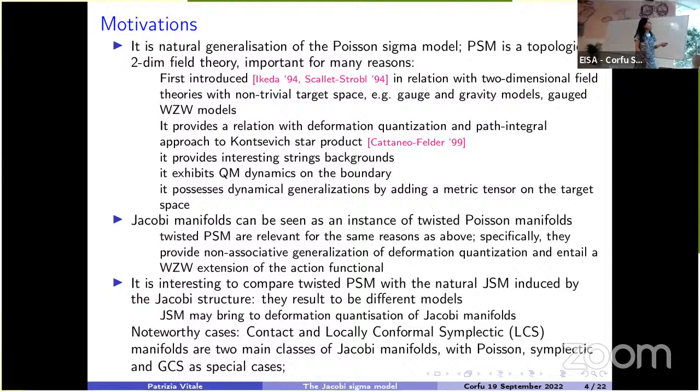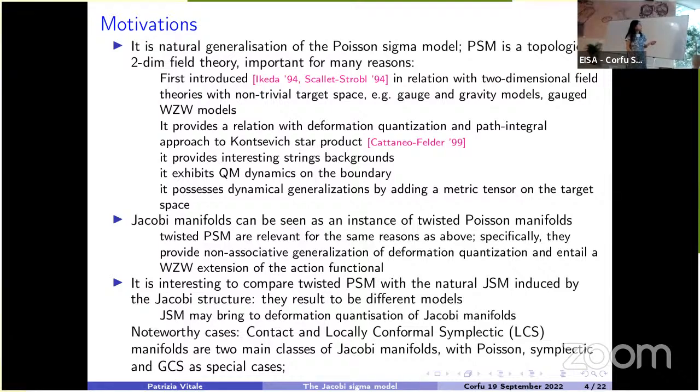I said that the model that I will describe is a kind of twisted Poisson sigma model, but the natural action that I will construct for this kind of manifold is not the same as the one which is generally introduced for twisted Poisson sigma models. So we will see the difference between them.